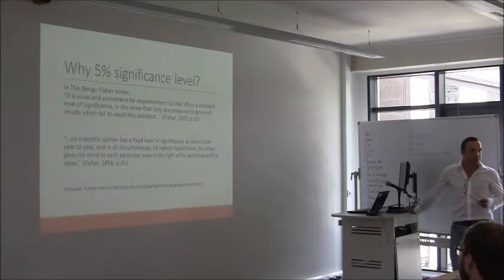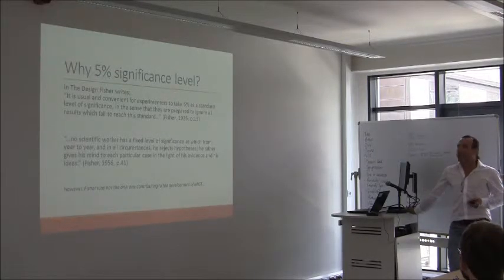Nowadays, if you want to publish a paper, or just if you do research, the first thing you do in your ANOVA table or whatever, you look for the 5% p-value, basically. And it's actually quite unclear why we use 5% as a significance level. It's basically an arbitrary level of significance. And Fisher contradicts himself in his writings, which is actually quite interesting in itself.